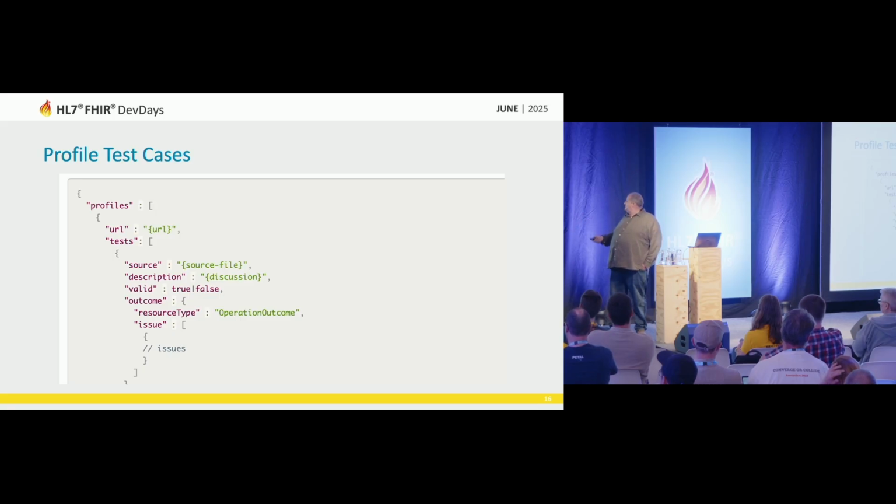So each has a URL, which is the profile that's being tested, along with a list of tests, each of which is a source file, the description of what you're testing, and the outcomes of the testing. And the IG publisher will actually check all those validations as it goes, and it will put in the QA file if any of them failed. That is, if the failure that you expected to happen wasn't the failure that you got, right?